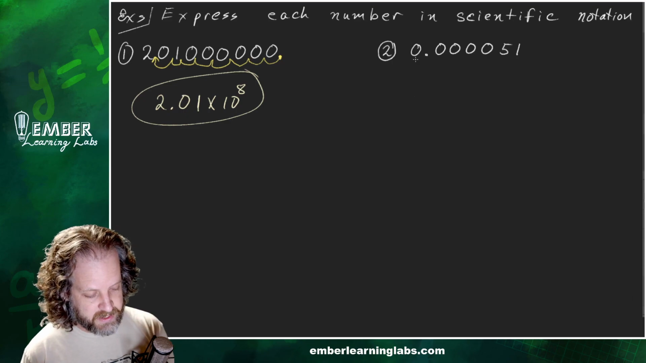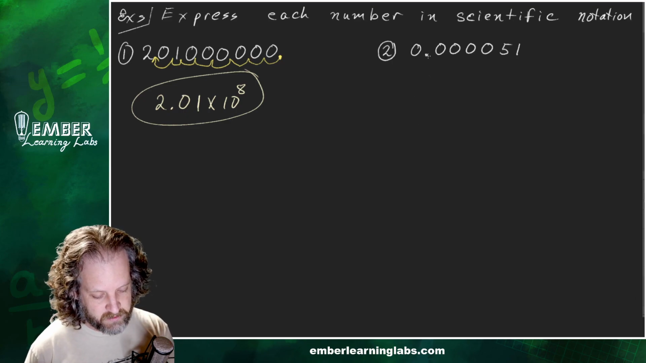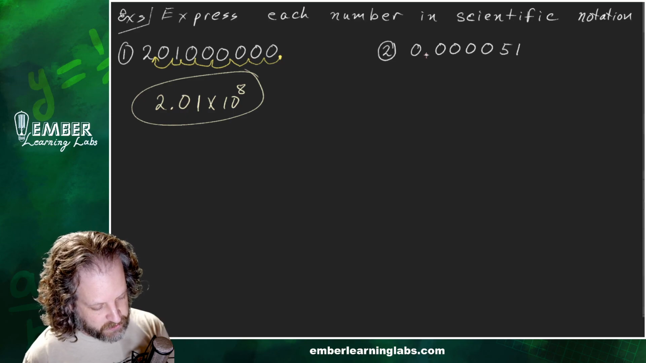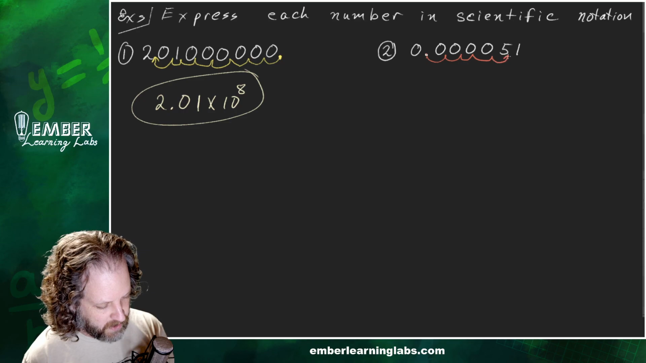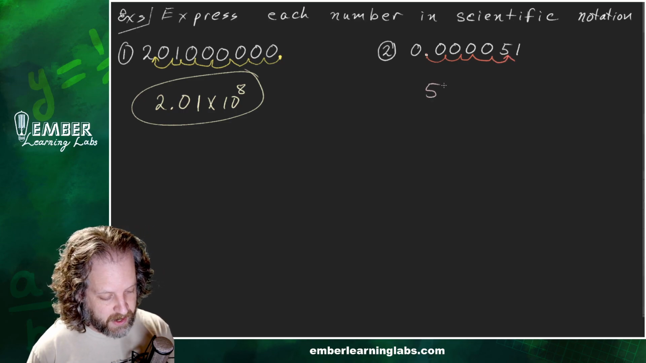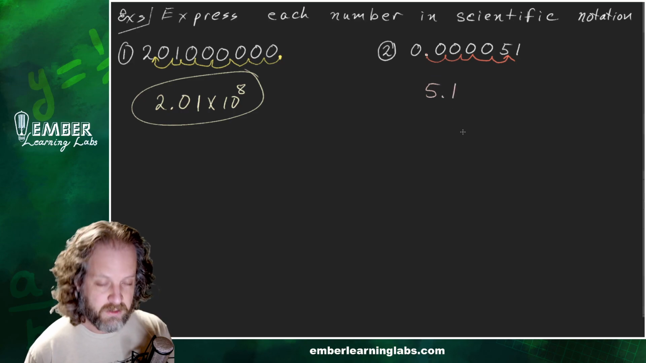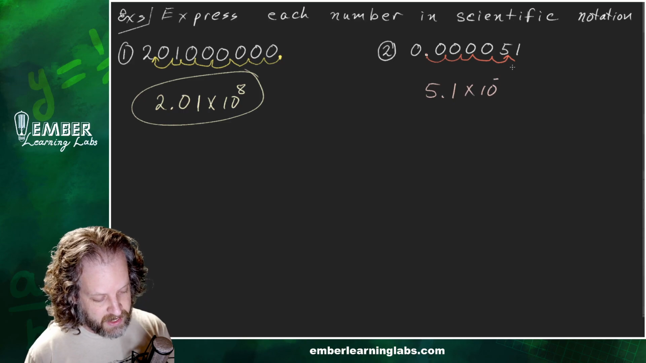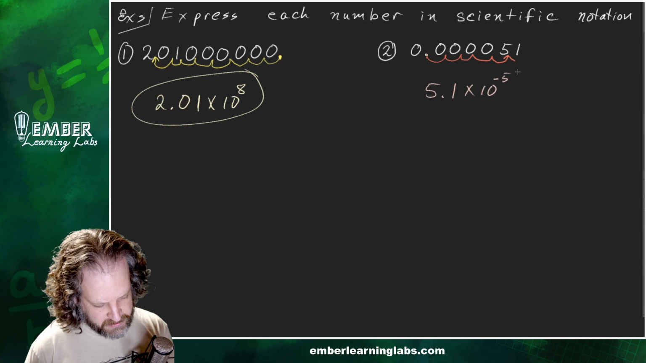So we do the same sort of thing over here. We start wherever the decimal place is. So we start right here. And then we're going to bounce 1, 2, 3, 4, 5. And so we're going to give our answer as 5.1 times 10 to the negative 1, 2, 3, 4, 5. So this time it was negative.